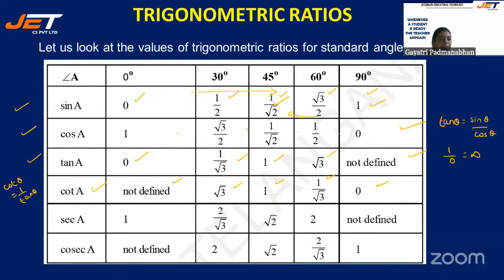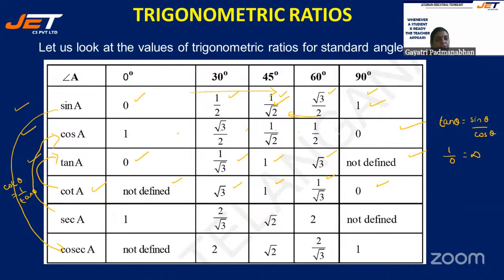Yes. Next, we have secant theta. Secant theta is related with cos theta, like how sin theta is related with cosecant theta. Secant theta is related with cos theta. Cot theta is related with tan theta. So secant theta is nothing but 1 by cos theta.